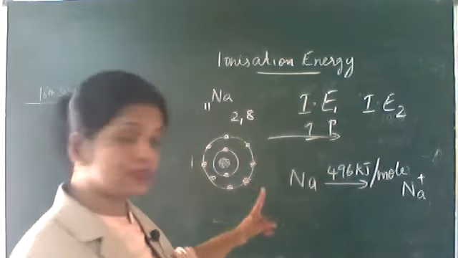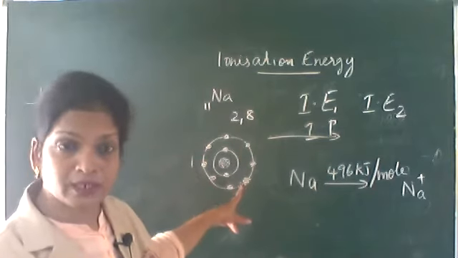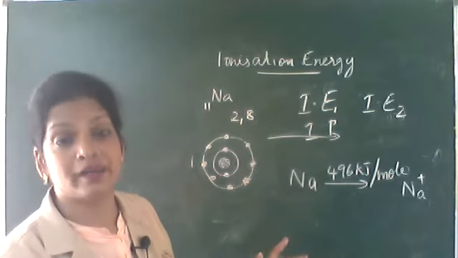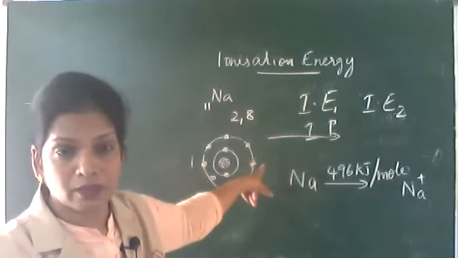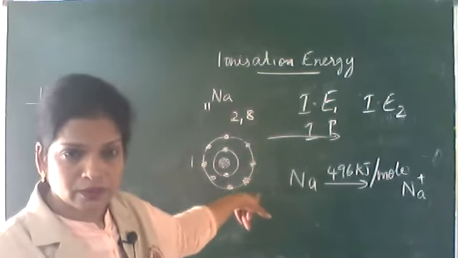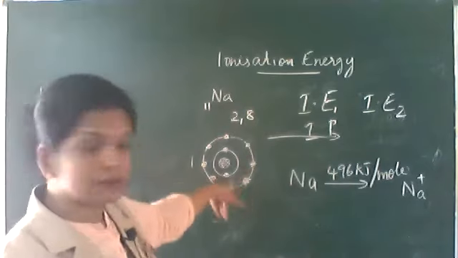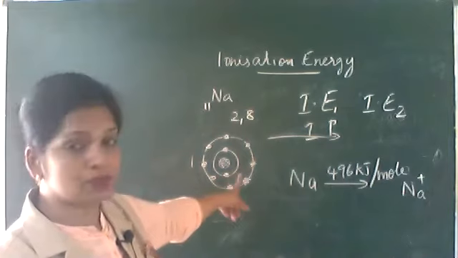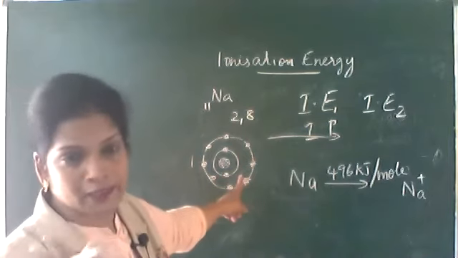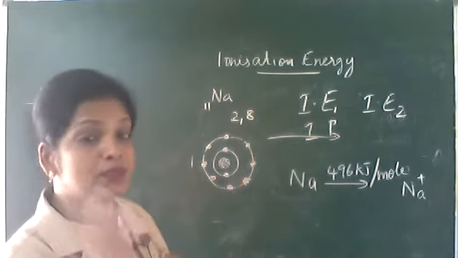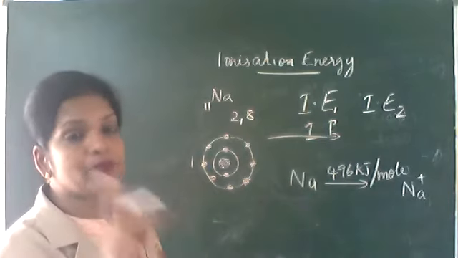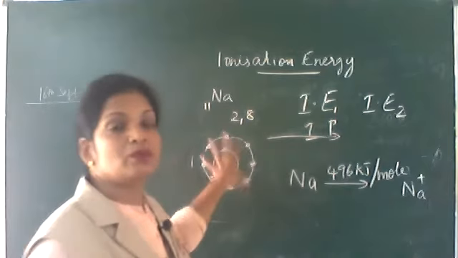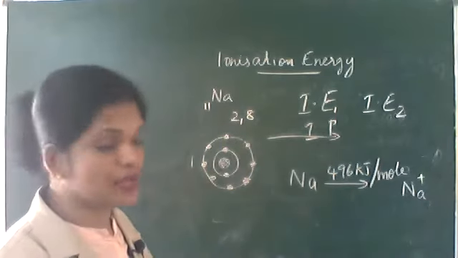So first ionization enthalpy in the case of sodium is less, but second ionization enthalpy of sodium is very high because we are going to disturb a stable state. Stable state means 8 electrons in the outermost shell. This atom will not let you disturb that. So to disturb that stable species, now it is an ion, you have to supply a very high amount of energy.